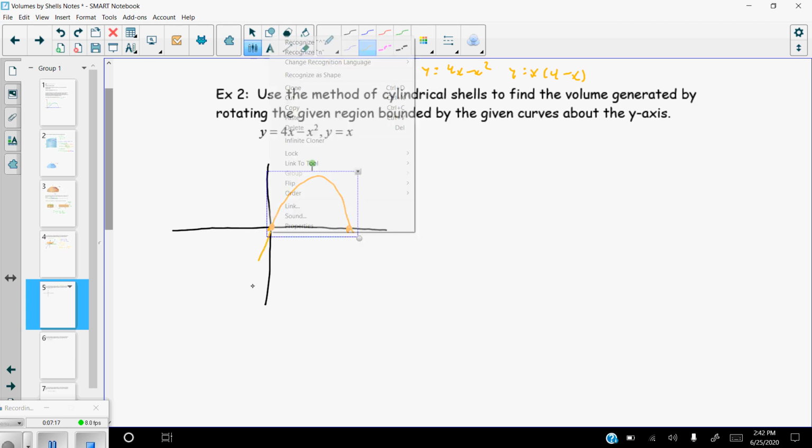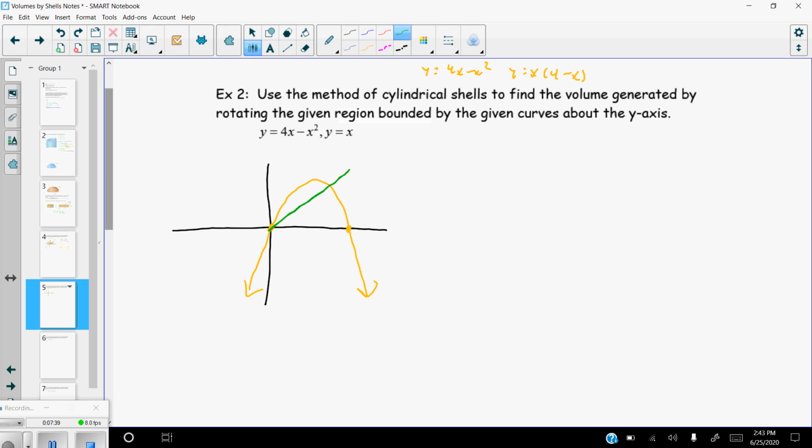Technically it keeps on going. Oops, sorry about that. Let's try that again. Still getting used to this new pen. Okay, so there's our parabola. y equals x, of course, is just your 45-degree line. It goes like this right to the origin.